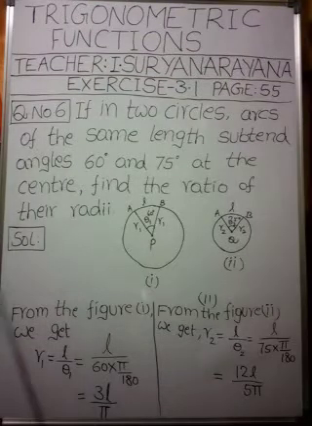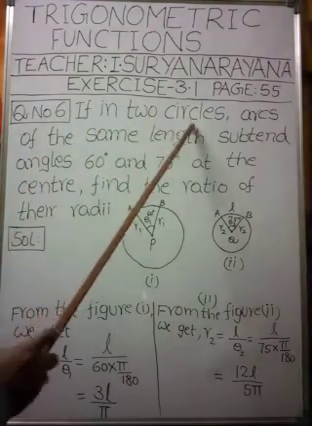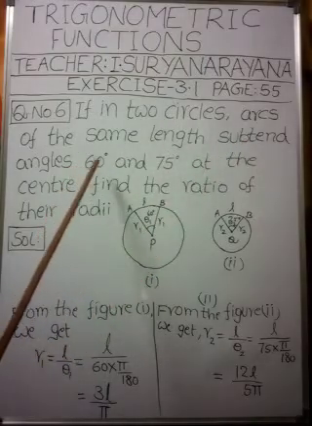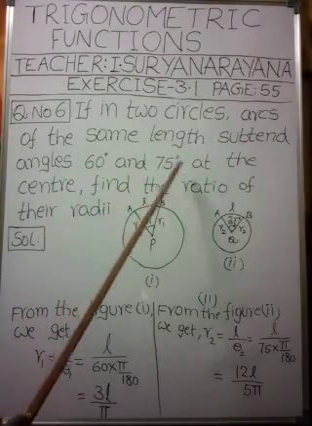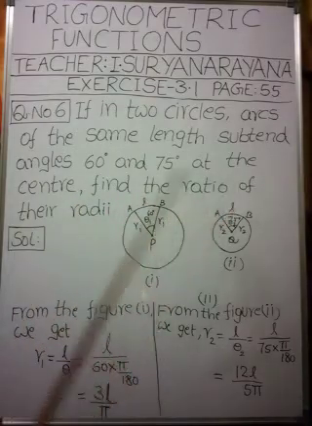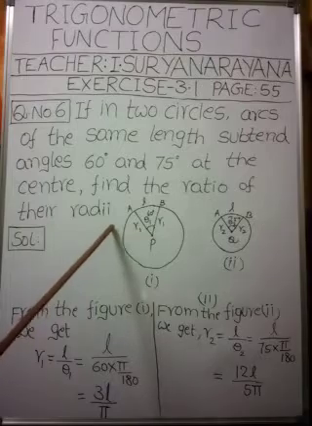Now come to question number 6. If in two circles, arcs of the same length subtend angles 60 degrees and 75 degrees at the center, find the ratio of their radii. Understood, my dear children? Right.